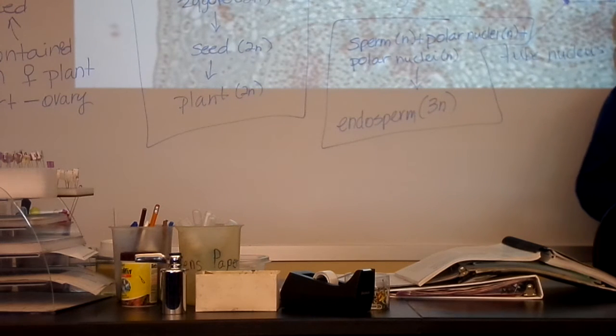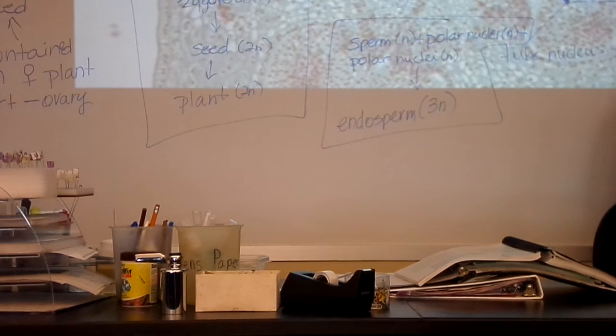Any questions? Yes? Can you tell the difference between the polar nuclei and the egg? You can't. So I am not going to ask you to identify and label that cell. Brittany asked the question on how I would ask it. If I said, if you fertilize the egg cell, what would you get? Your answer should be zygote. If you fertilize the polar nuclei, what do you get? You get endosperm. But you can't tell which one is the egg.